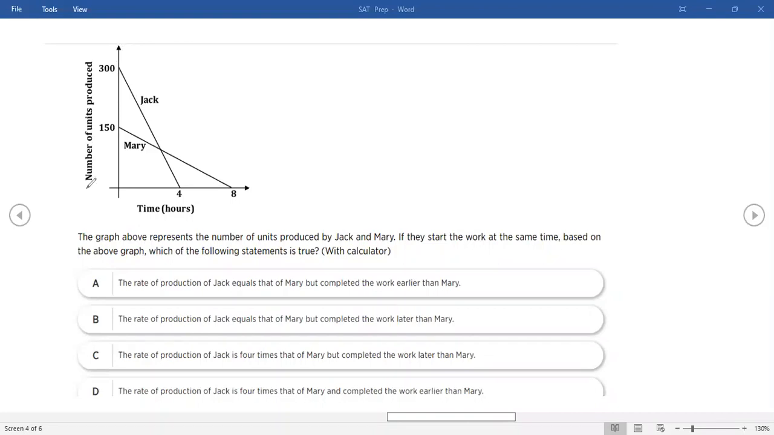But what's clear from this graph, this vertical axis is units produced. They don't tell you what the units are. I don't know, paper clips maybe. But what is clear is that Jack produced 300 units.